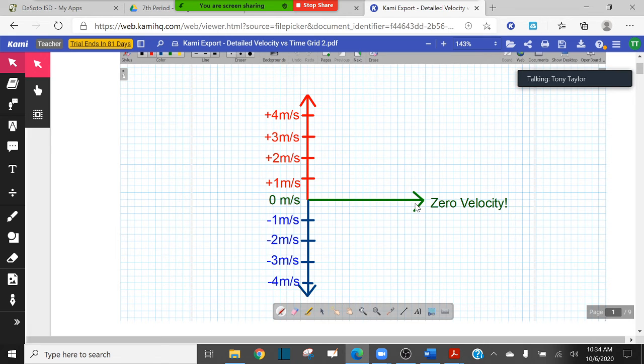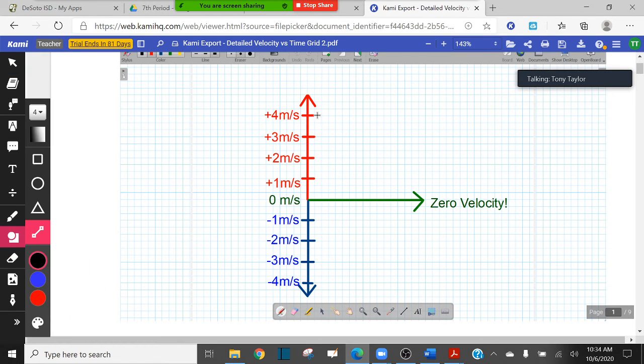Now, suppose I give you a velocity versus time graph that looks like this, and I ask you, what type of motion is this graph depicting? Well, first of all, someone tell me, did I draw an object that is moving in the positive direction or an object that's moving in the negative direction? Anyone?